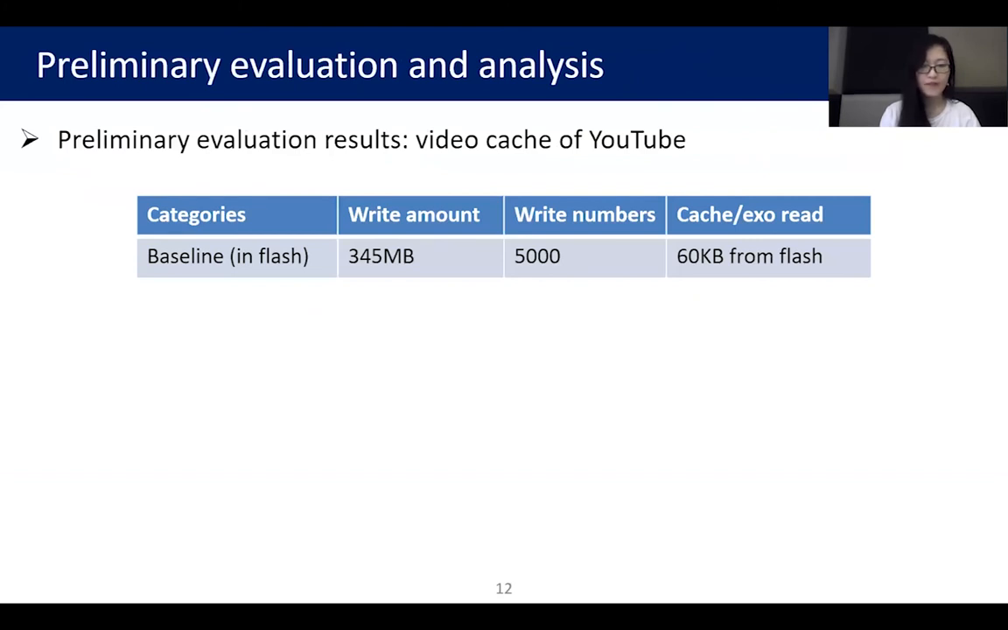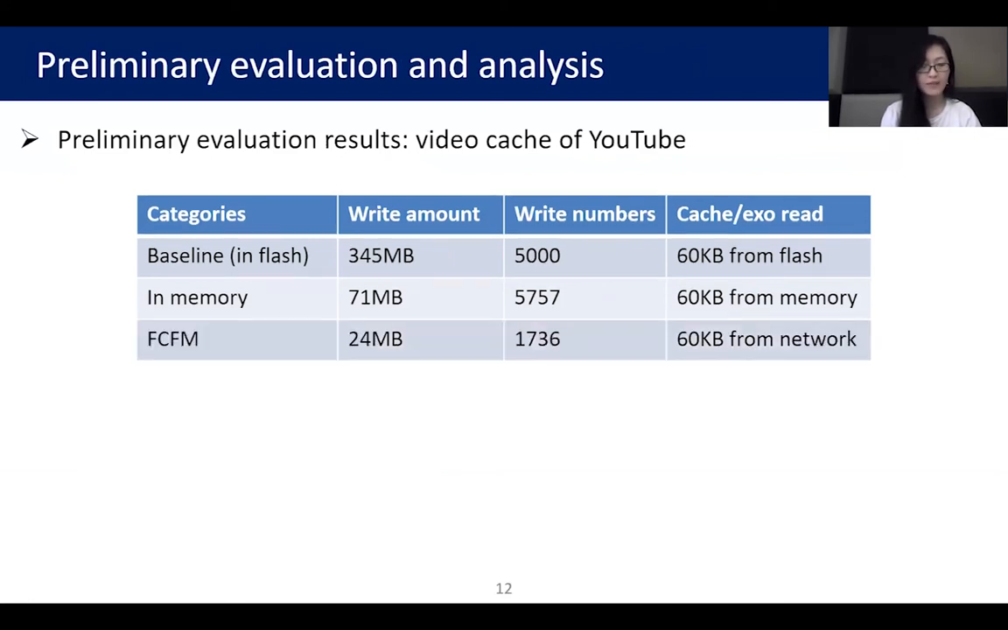We use video cache file of YouTube as an example to evaluate FCFM framework. In default file system, all video cache files are stored in flash storage. Another choice is to store all video cache files in memory to reduce read-back operation. Compared to the baseline, we can see that the write amount is reduced, but the write number is increased. This is because some memory space is used to store the video cache files, and thus other files will be evicted from memory to produce write operations.